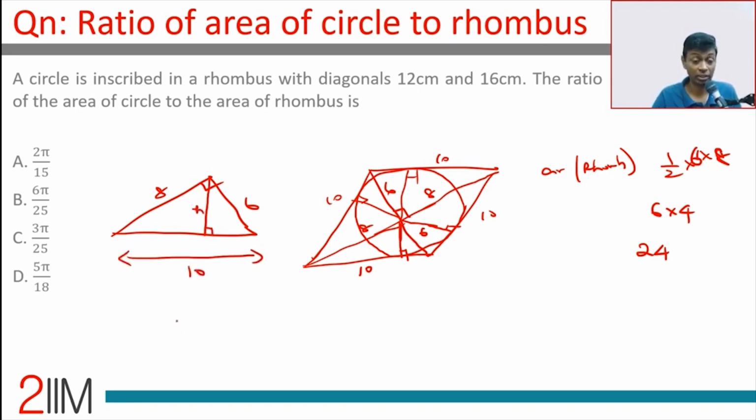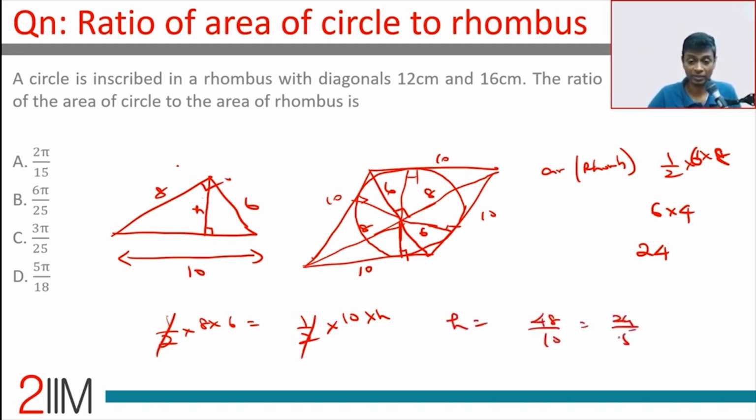You can use the idea of similar triangles and get there. Or you can say, we can substitute areas are equal. Half into 8 into 6 is half into 10 into height. Area is half into base into height. Whether you take this as base, this as height, or this as base, this as height, area should be same. The half gets knocked off. Height is 48 by 10 or 24 by 5. The height of that right angle triangle is nothing but the radius.